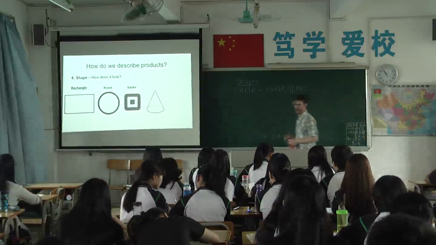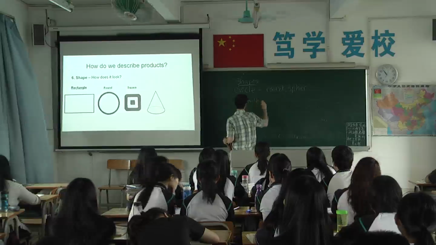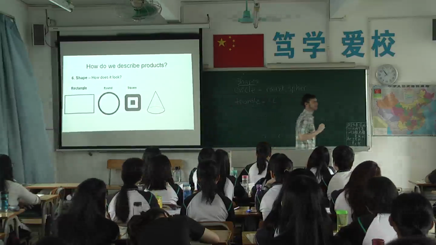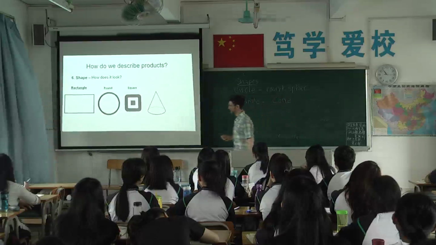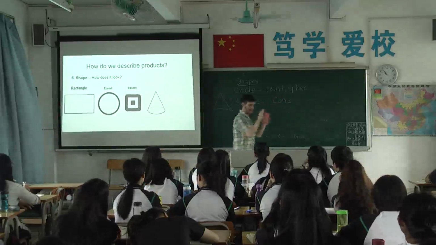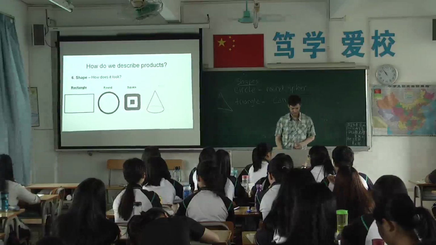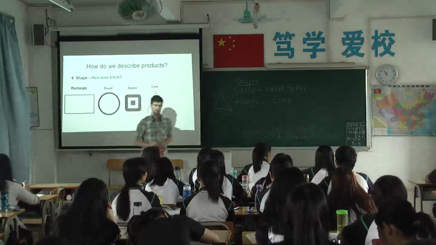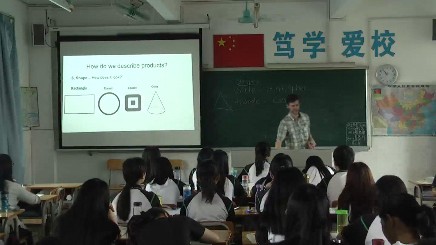Next one. Triangle's good. We have another word for this one. Oval. Starts with a C. Cone. Good job. So a triangle is flat. A cone is three-dimensional. These are our shapes, how to describe how something looks.